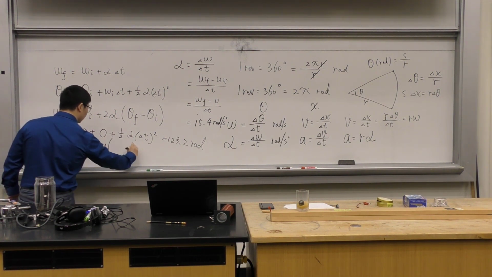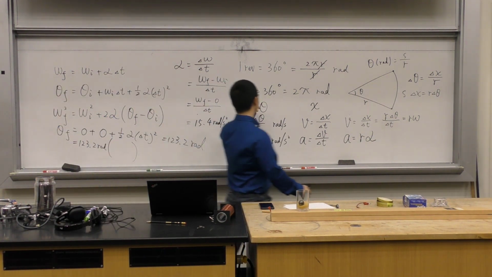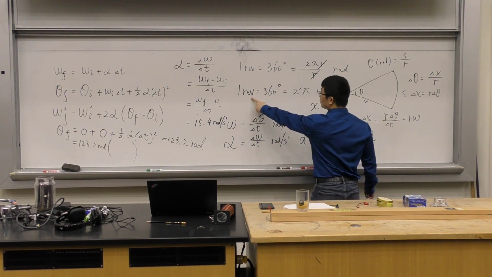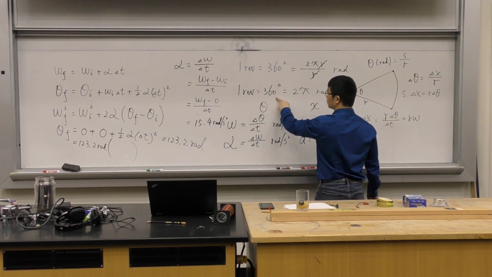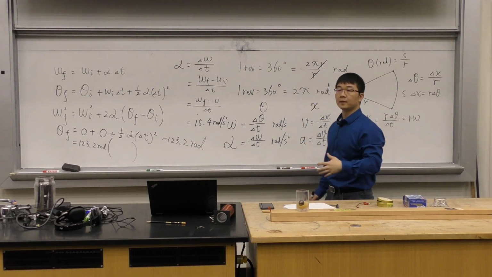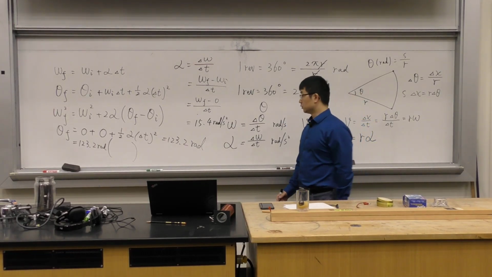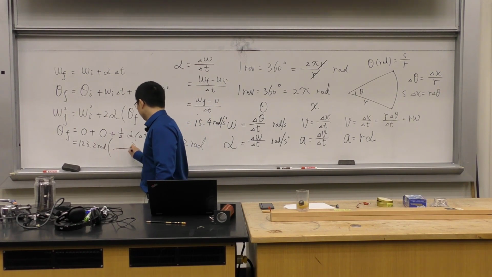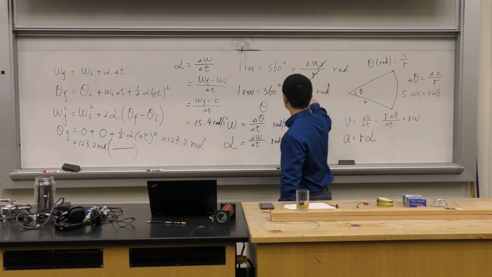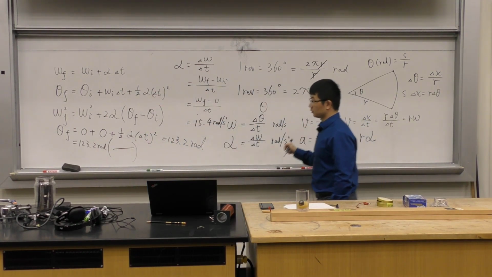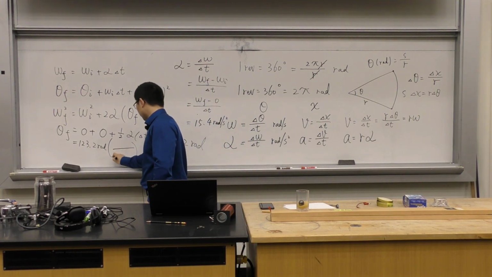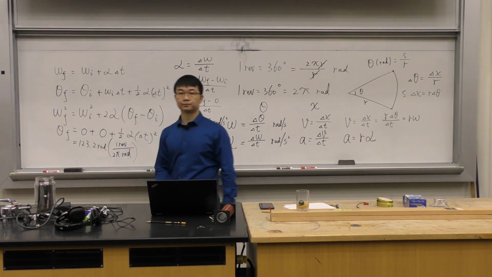How do I convert it to revolutions? I'm just going to use this conversion, right? Revolution, you can also consider as a unit for angle. Revolutions, degrees, radians, they're all units for angles. So 1 revolution equals 2 pi radians. I'm going to put 2 pi radians down here because I want to get rid of it, and put 1 revolution at the top, right?